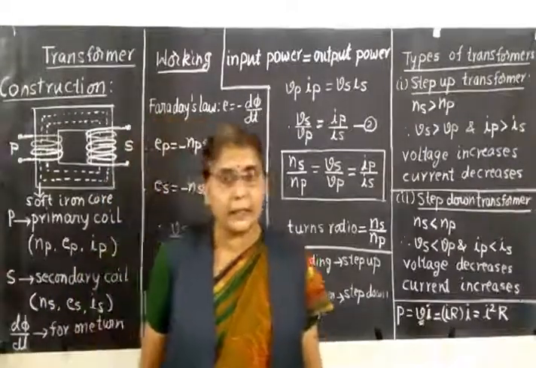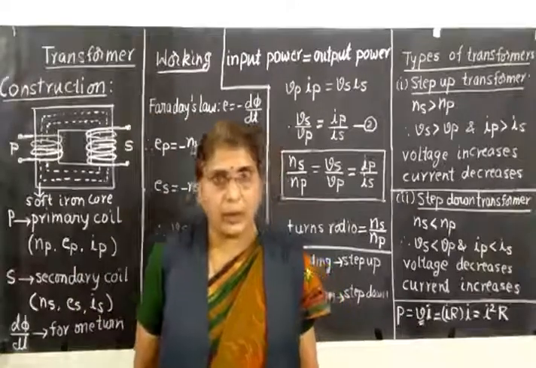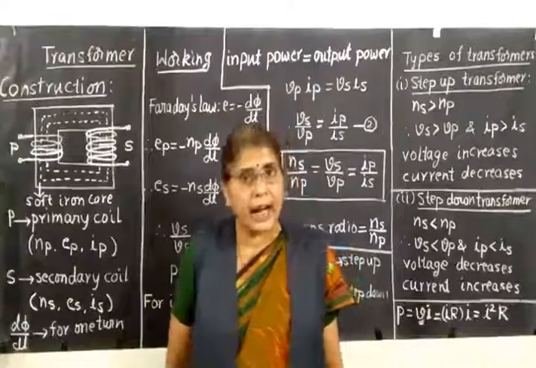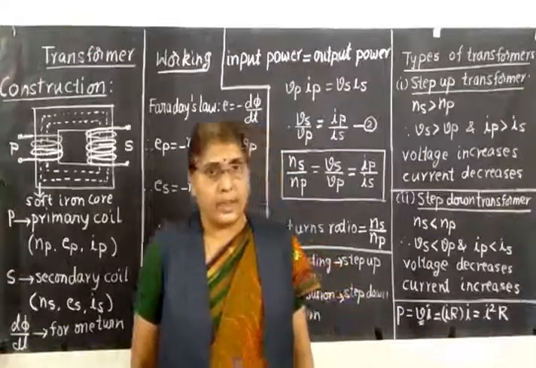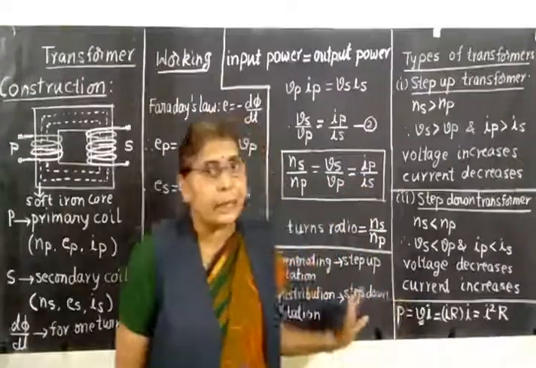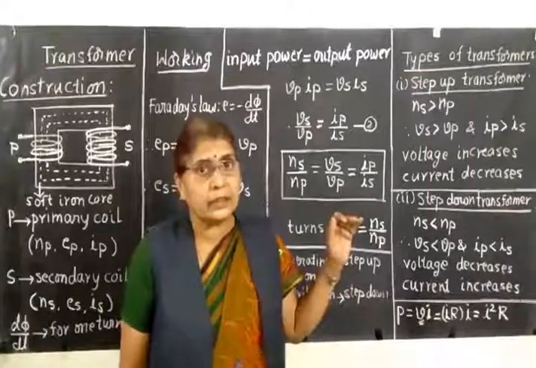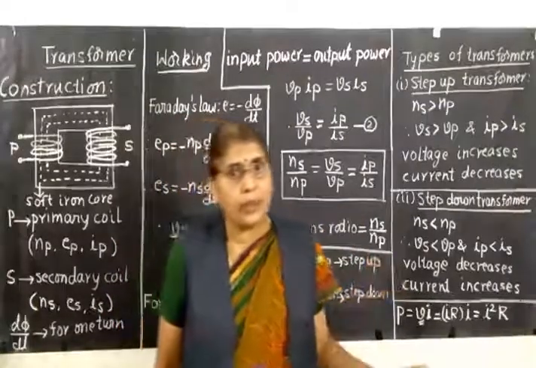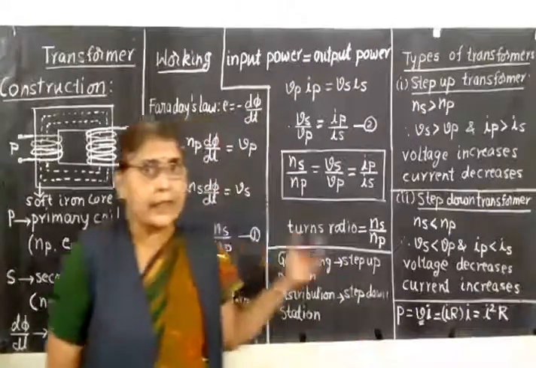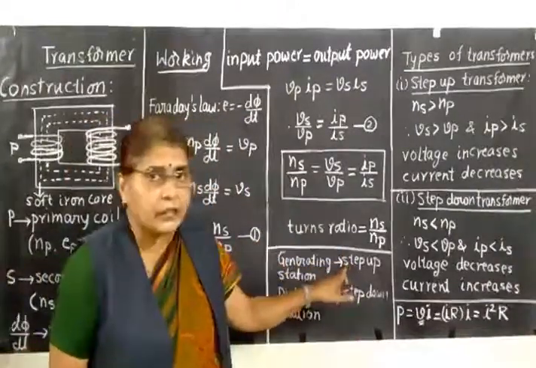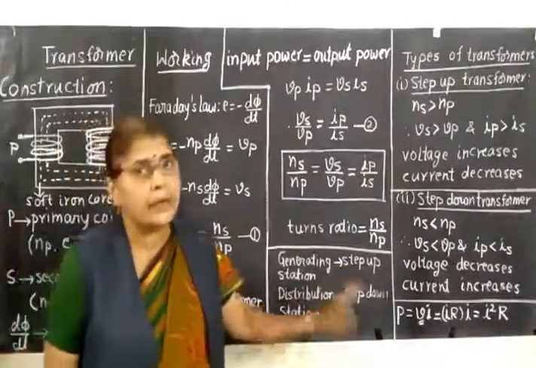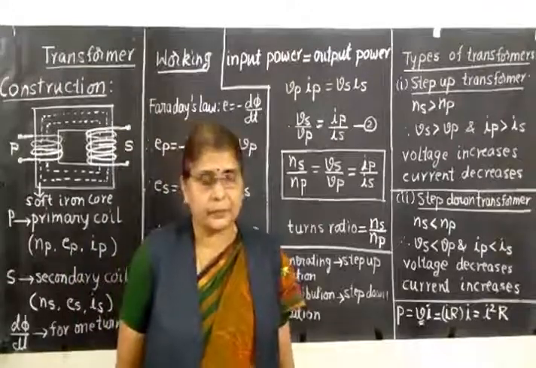Whatever AC mains you are receiving for your household activities is nothing but 230 volts. So we don't require a high voltage there. The transformer on the electric poles is nothing but your step down transformer. It converts high voltage to low voltage, and then it is distributed to the houses and industries. So at the generating station, a step up transformer is used, whereas in the distribution center and on the poles, a step down transformer is used.